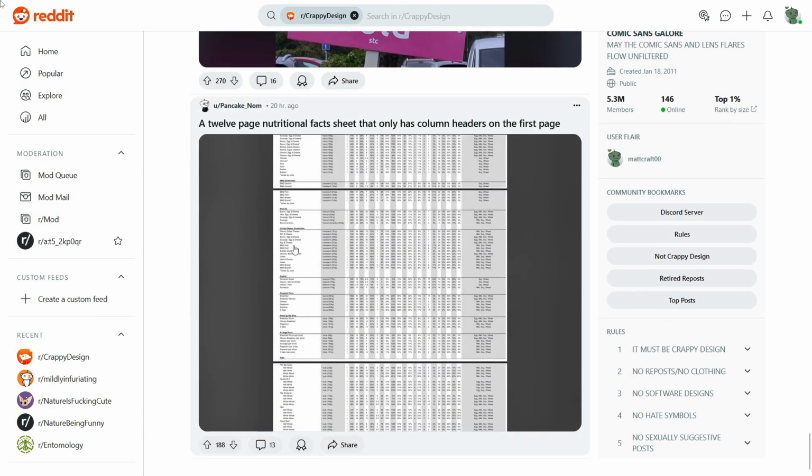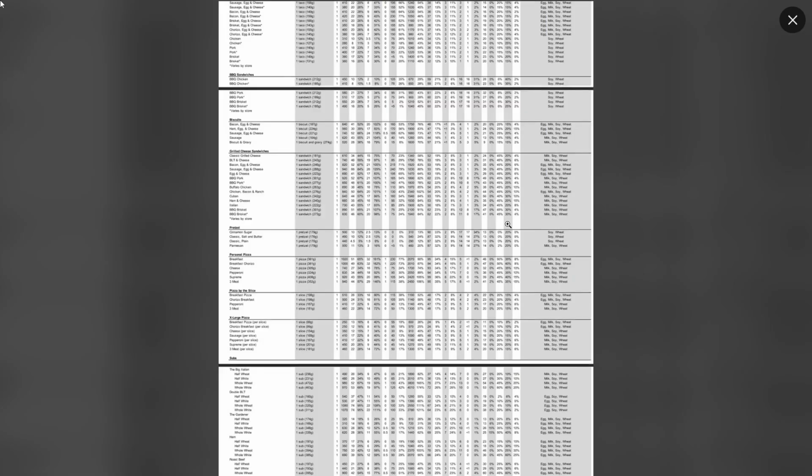12-page nutritional fact sheet that only has column headers on the first page. Oh, I see. So I have no idea what that is. I'm gonna guess that's serving size, calories. Fat, daily value fat, saturated, unsaturated. Man, you really have a lot of saturated and no unsaturated fat. That sucks. Sodium, carbs, carb percentage, grams of sugar, and then some vitamins and stuff.